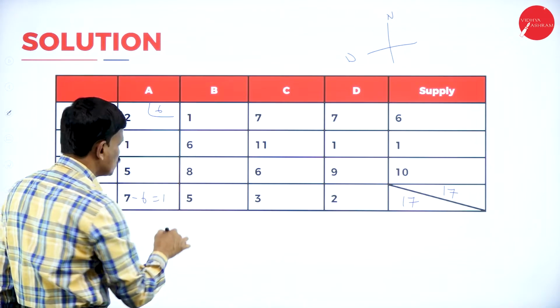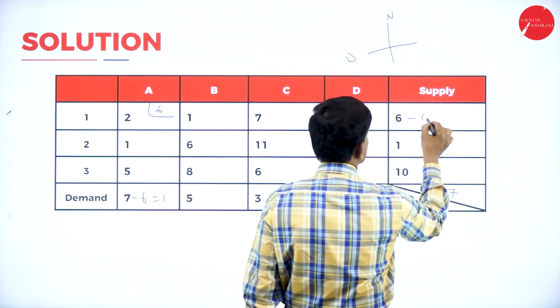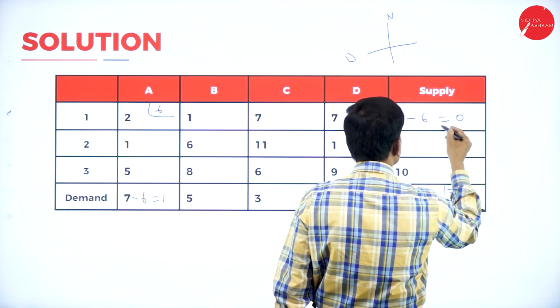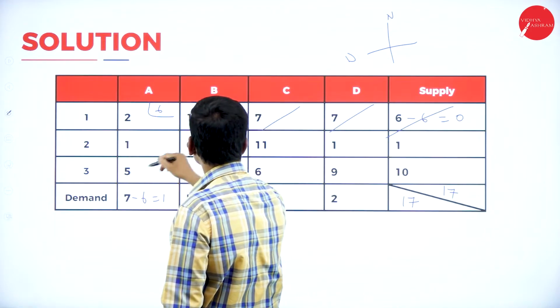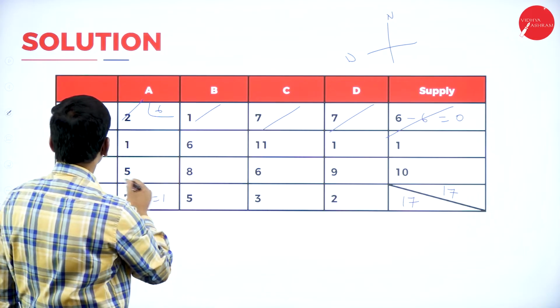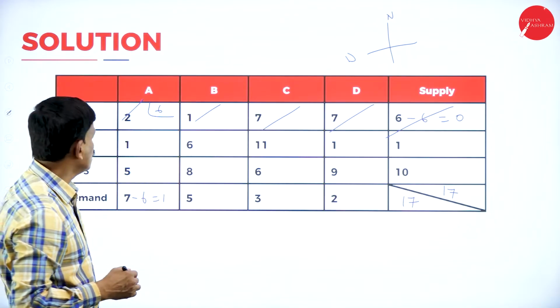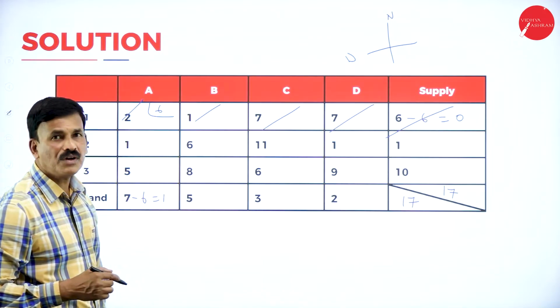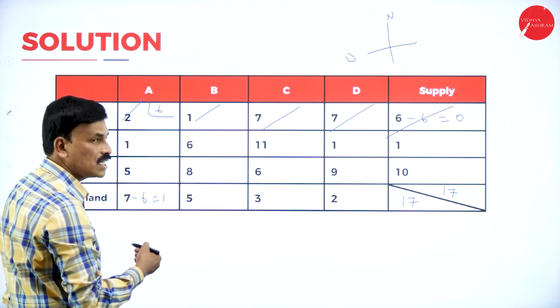7 minus 6 is 1. Here, 6 minus 6 is equal to 0. Once this is 0, we can cancel the complete row. Okay, the supply, that is the first row, gets cancelled. Now similarly identify the next northwest element.